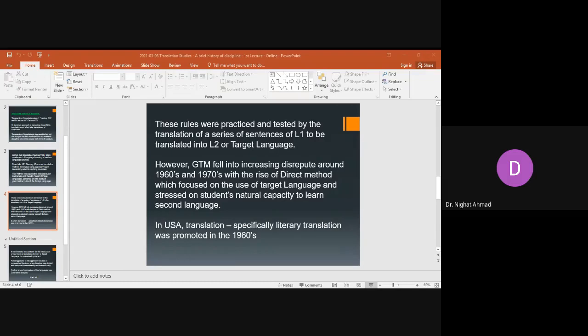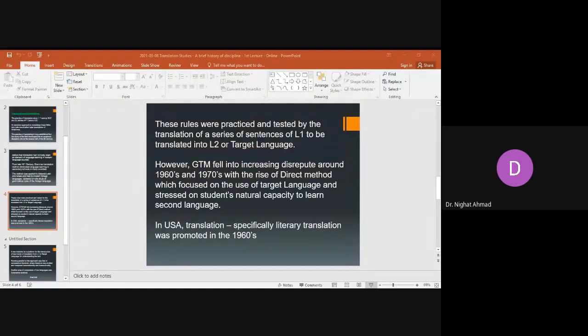But previously, the practice was that translation was rampant, because in schools all students were exposed to the grammar translation method. As a result, naturally, they were translating frequently from L1 to L2 and vice versa.